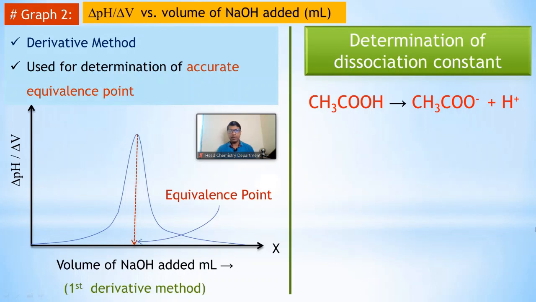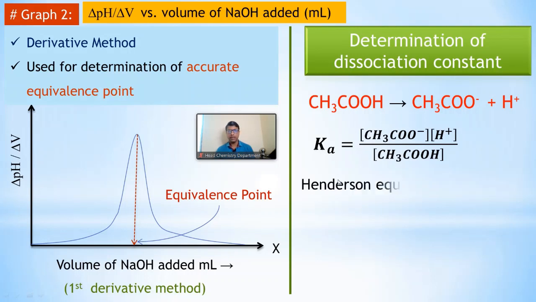If you dissociate acetic acid, you will get acetate ions, CH3COO minus, plus H plus ions. For that, if you write a constant, it is called Ka, the dissociation constant, equal to the concentration of CH3COO minus ion multiplied by the concentration of H plus ion divided by the CH3COOH concentration. This is the constant for this dissociation reaction of acetic acid.